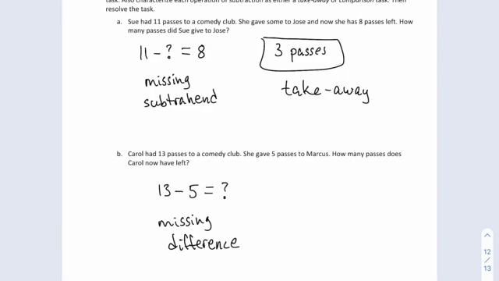And is this a takeaway model or a comparison model? Well, we are changing the number of passes that Carol has because they were removed. So this is definitely a takeaway. And the answer, of course, is 8 passes is how much she has left. And it is a takeaway flavor of subtraction.